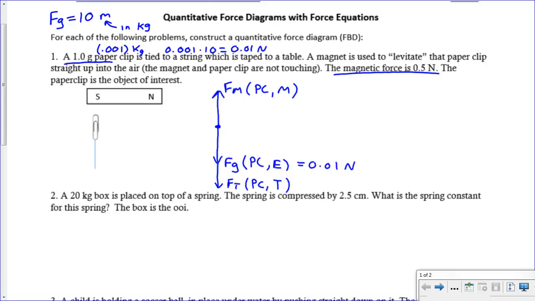And that is in newtons. So that's one thing we have. The other thing is it just tells us directly the magnetic force is 0.5 newtons. All right, and then what we're going to do is take advantage of the fact that we know the forces are balanced on this paperclip. We know that because the paperclip is stationary.